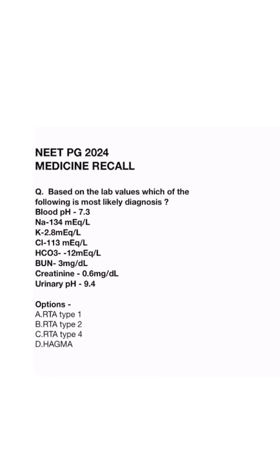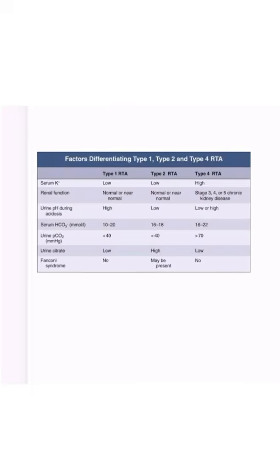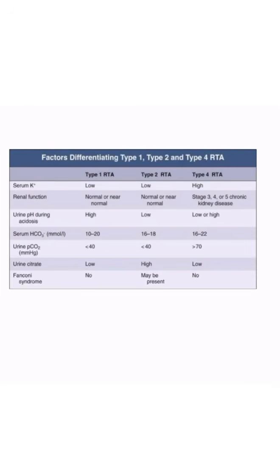So this is a recall question from NEET PG 2024. Here a very expected question was asked, that is on renal tubular acidosis. RTA is one such important topic that you should never miss. So before moving into the question, I want you to look at this table. This is a very important table and the only table you need to remember.